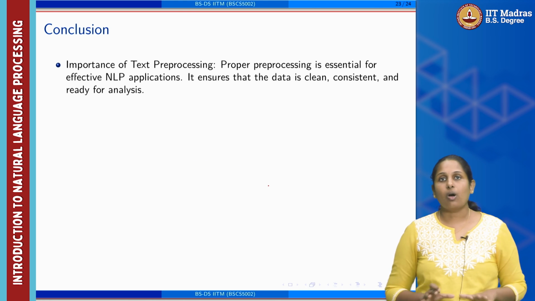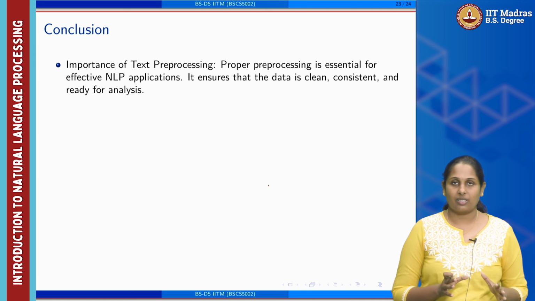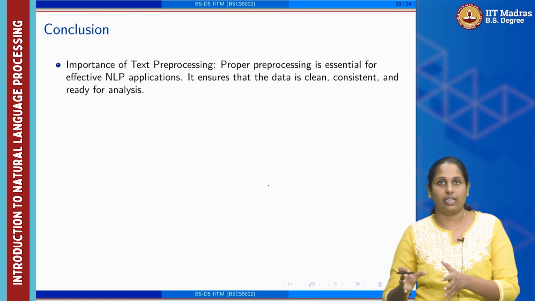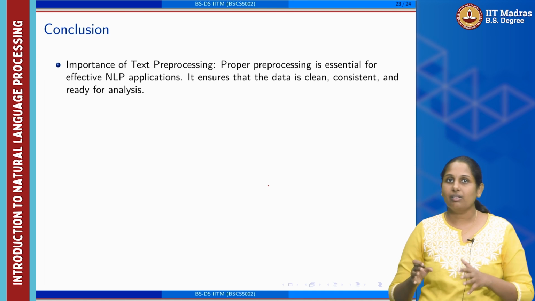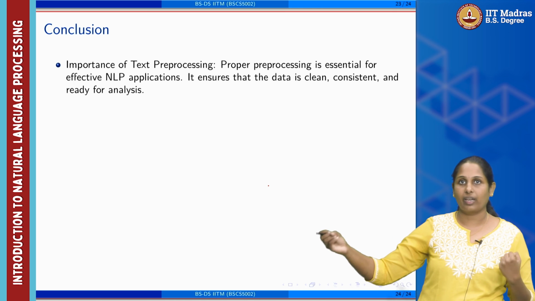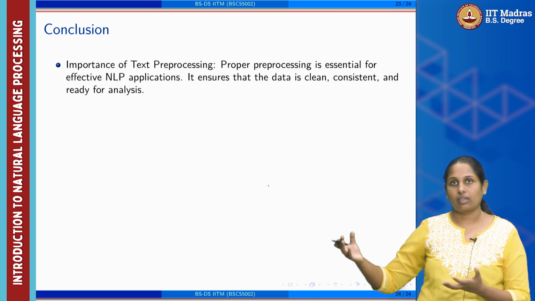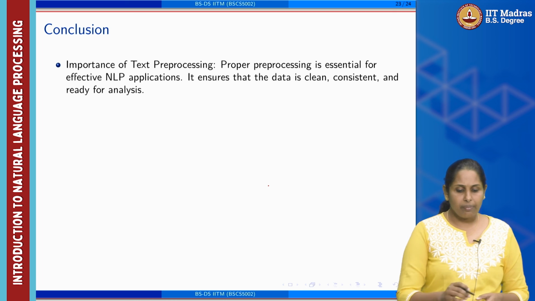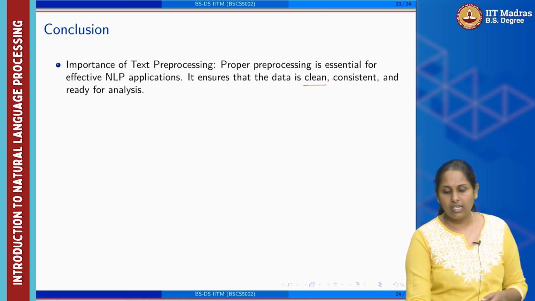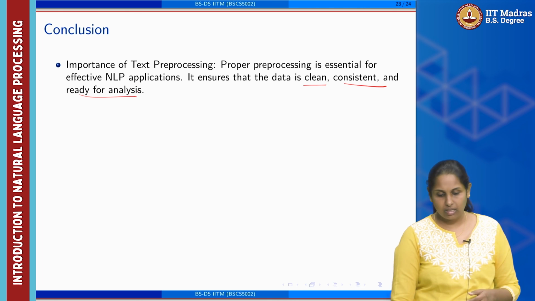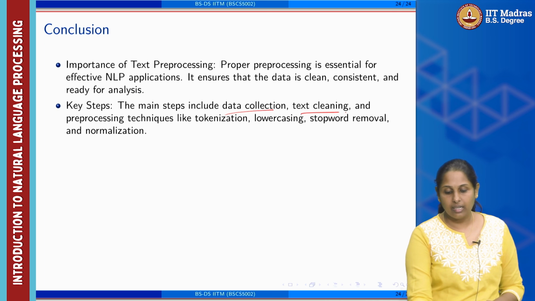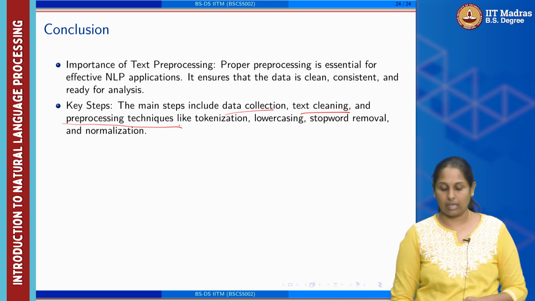Now when you look at all this process, when we take the text, how to collect the data, how to clean the data and how to pre-process the data, all these things are very important because the data is not just taken and transformed into a model to make it a language representation. So now the importance of text processing is that it helps us to make sure that the data is clean, consistent and ready for any kind of analysis. The key important steps are collecting the data, cleaning the data and doing some kind of pre-processing techniques.